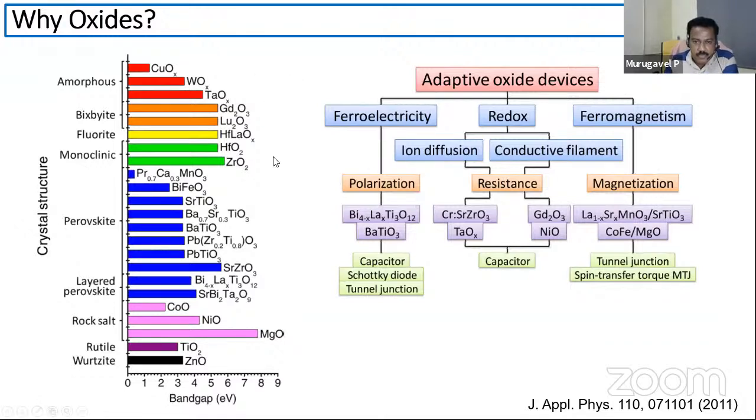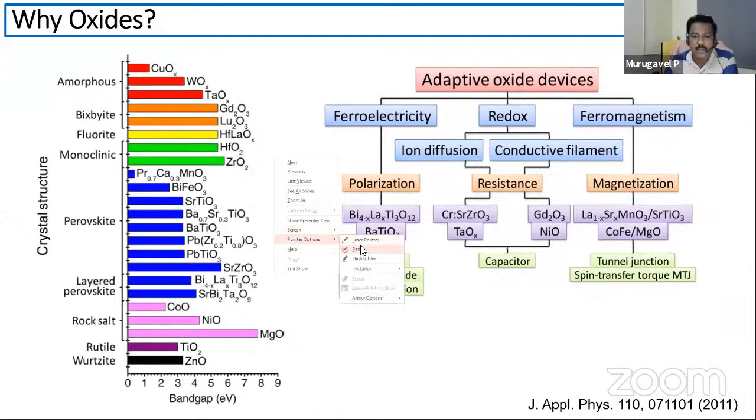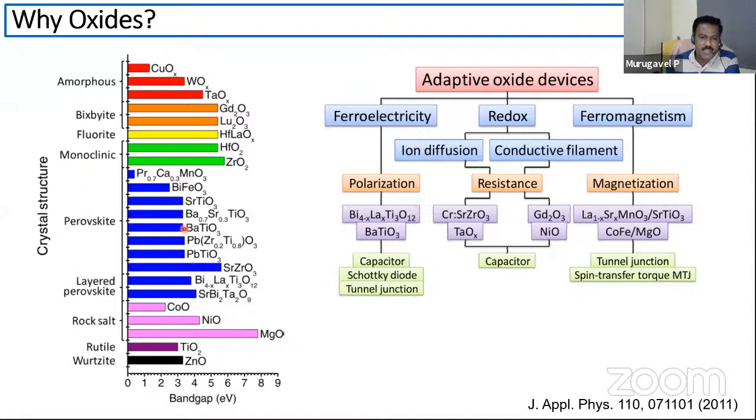Mostly we will confine ourselves to the perovskites, apart from the layered perovskites and some of the rutile and other structure materials like zinc oxide.